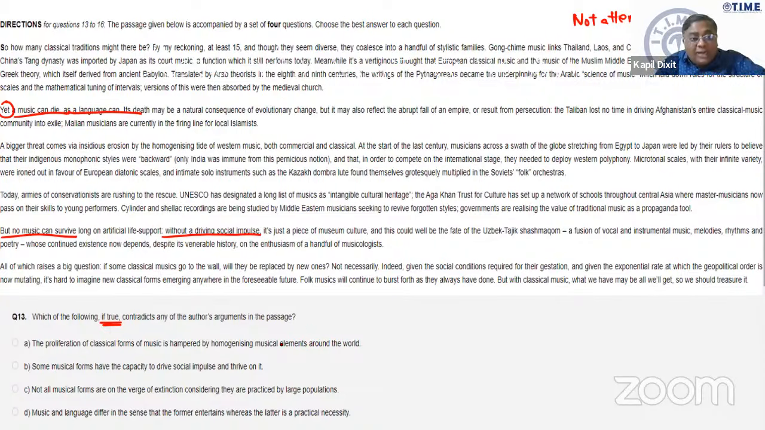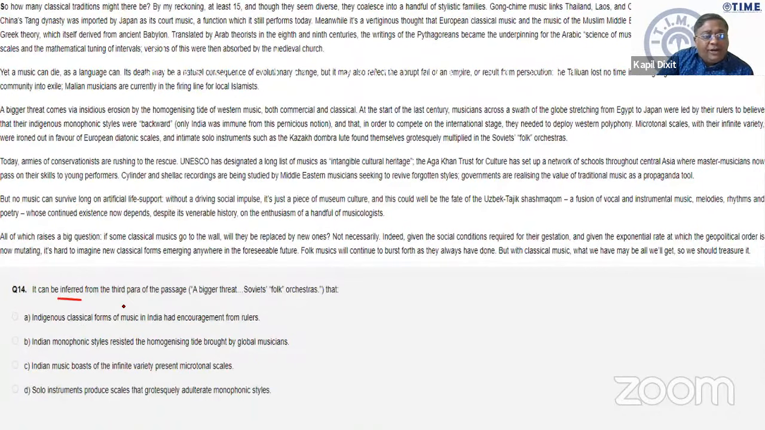If true, contradicts. Some musical forms have the capacity to drive social impulse and thrive on it. If this is true, it contradicts the author's point that music will die. According to this, music will survive, according to the author, music will die. Okay, so this becomes the answer choice. Difficult question. Okay, not easy to attempt. It can be inferred from the third paragraph of the passage. Third paragraph of the passage, a bigger threat. Okay, till this, its inference.